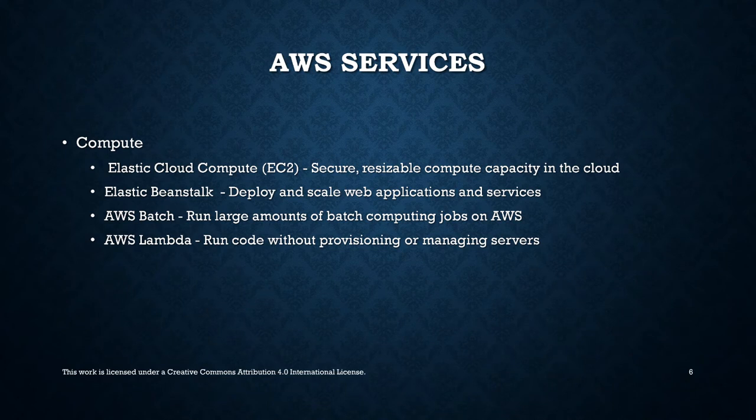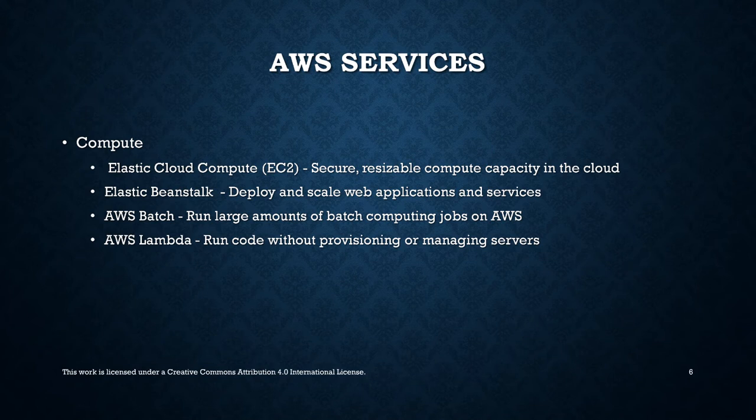Some of the more popular compute services are on this slide and include Elastic Compute Cloud, Elastic Beanstalk, AWS Batch, and AWS Lambda. EC2 instances provide secure, resizable compute capacity in the cloud. EC2 can be used to spin up a server to satisfy a compute functionality requirement. The Elastic Beanstalk service simplifies the process of deploying and scaling web applications and services developed with popular languages such as Java, .NET, Node.js, Python, and others.